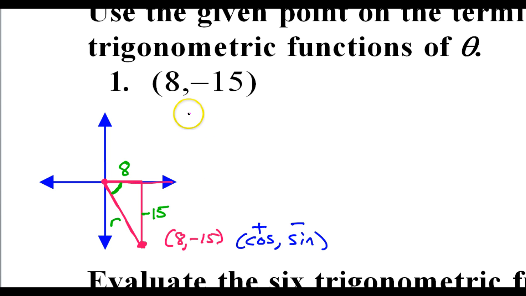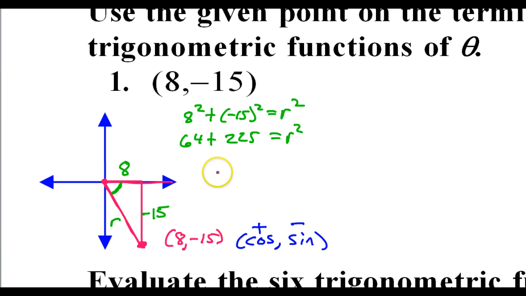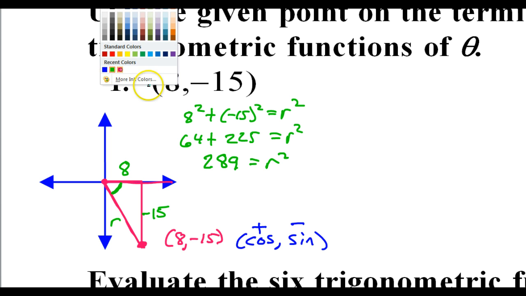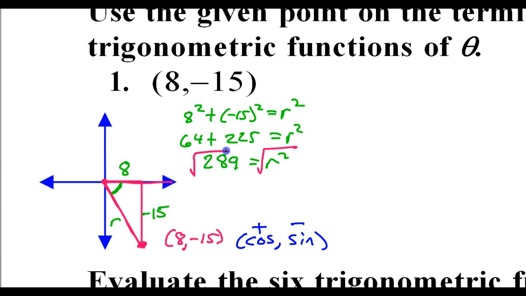So here we go. We're just going to do 8 squared plus negative 15 squared is equal to that radius squared. So that'll be 64 plus 225 is equal to the radius squared. Alright, that is 289 is equal to the radius squared. When you take the square root of both sides, you're going to get 17. Okay, and this is always going to be positive. The radius is always going to be positive. So there we have it, that's 17.